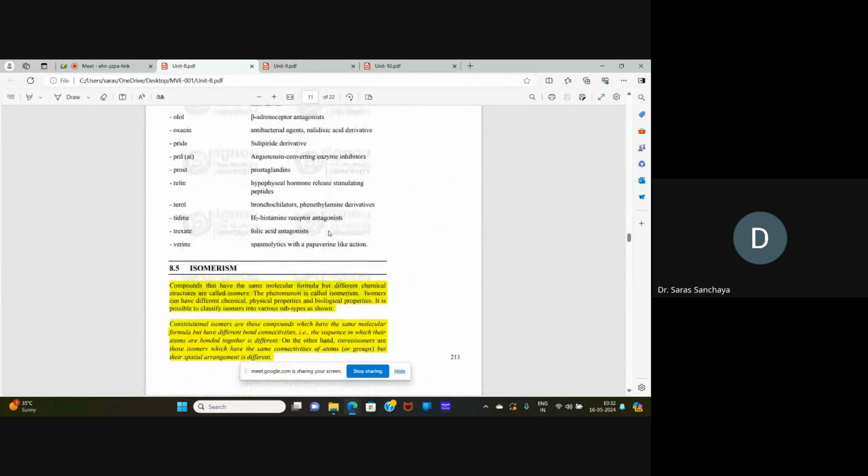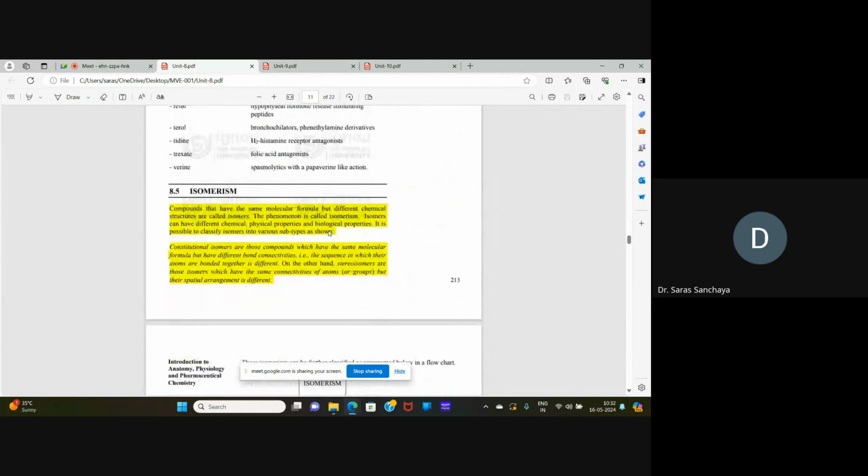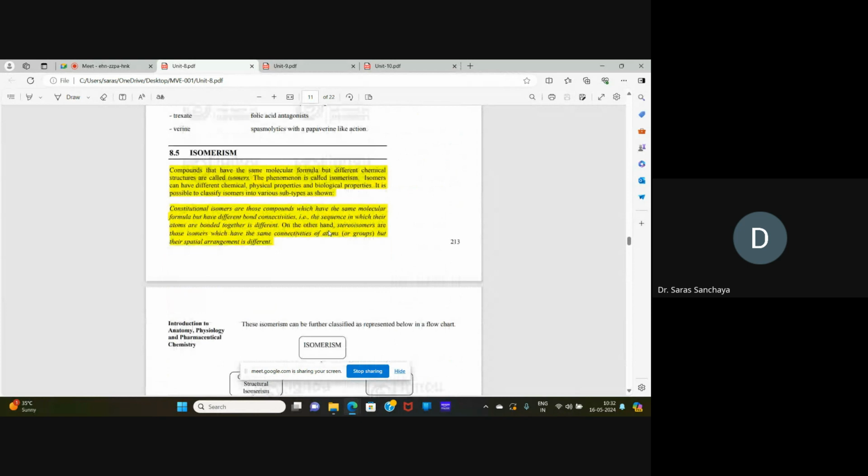Now, isomerism. An important topic is isomerism. Compounds that have same molecular formula but different chemical structures are called isomers. So the formula will be same, but the three-dimensional structure of these compounds is different. These are called isomers. The phenomenon is called isomerism. Isomers can have different chemical, physical properties and biological properties also.